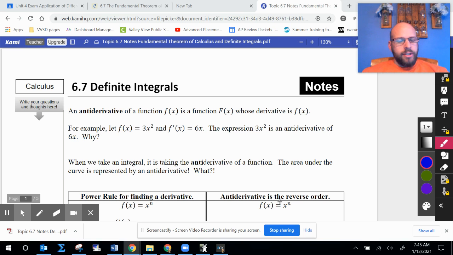Hello, everybody. Today we're going to talk about 6.7, which is the fundamental theorem of calculus and definite integrals. So one, we're going to learn how to use an antiderivative. We're going to learn some basic antiderivatives for powers and sine and cosine, I think is the focus for today's lesson. As well as we're going to match it with the idea of the fundamental theorem of calculus and learn how to evaluate an integral by hand. Okay, so that's the goal for today's lesson.